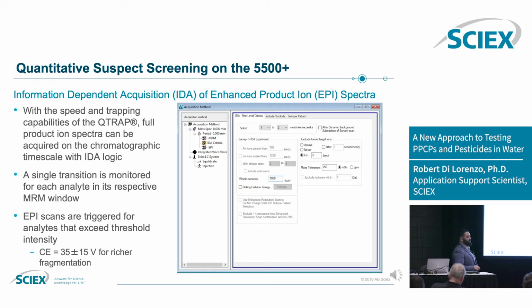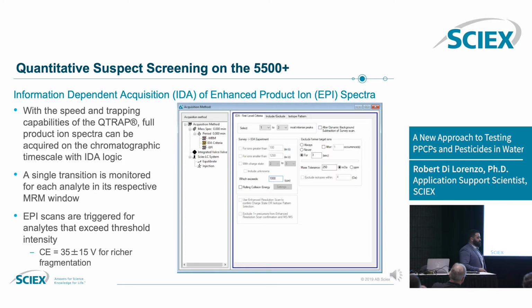Then you can set some IDA criteria. So at any given cycle, it's going to look for the top 1 or 2 or however many you want to do, depending on what your cycle time requirements are. So pick the top couple ions that have an intensity greater than your threshold, and you can send them to the QTrap for a full product ion spectrum. So you still get your MRM data, but then you can also get a full product ion spectrum.